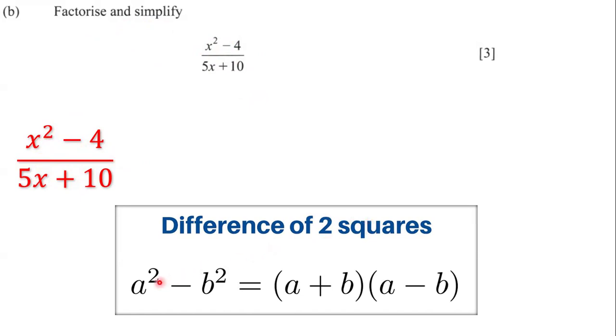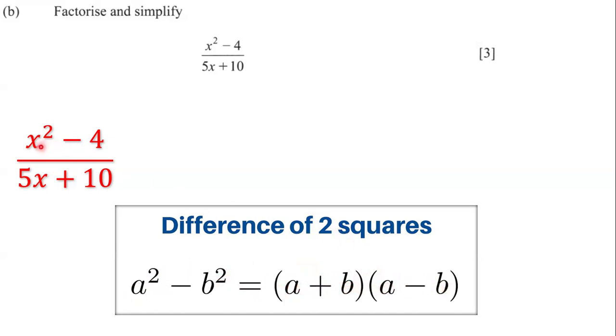And the difference of two squares formula states that a squared minus b squared is equal to a plus b multiplied by a minus b. Now, what is the difference of two squares formula saying? It's saying that if we have a squared, we take the square root of a squared, which is a. And if we have b squared, we take the square root of b squared, which is b. And then we add them, then we subtract them.